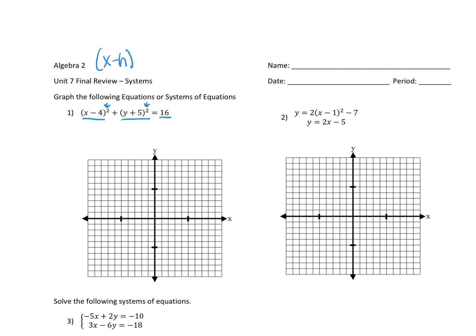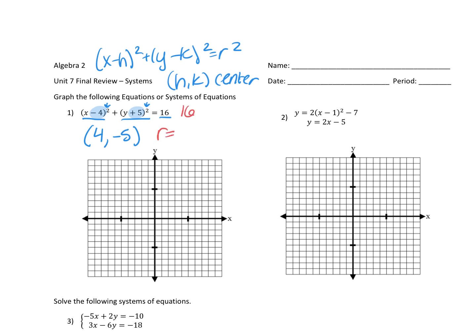(x - h) squared plus (y - k) squared equals r squared, where h and k are your center. So my center for this case is going to be 4, -5. It's always opposite, and I got these values from here. My radius, well, 16 is the radius squared, so that means my radius is 4. So I'm going to plot my center at 4, -5, which would be right here. And then I'm going to go out 4 in every direction to draw my circle.